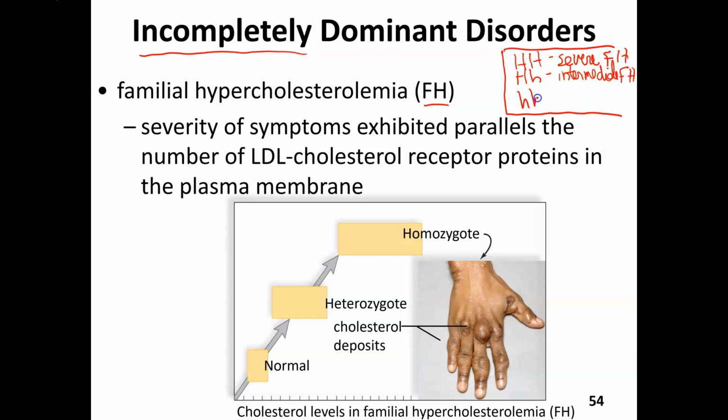Or you can have little h, and be normal. So I know a lot about this disorder because my husband has the disorder and 2 of my children have the disorder. My husband's alleles are big H, little h. How do I know this? Because I'm normal, little h.